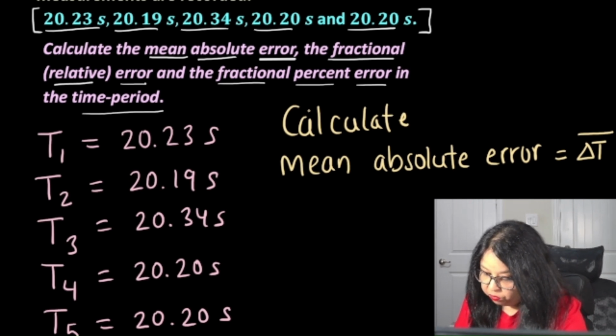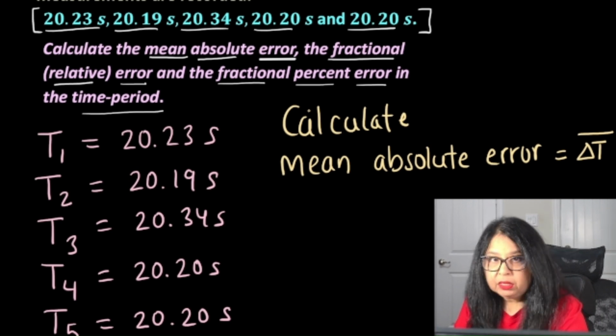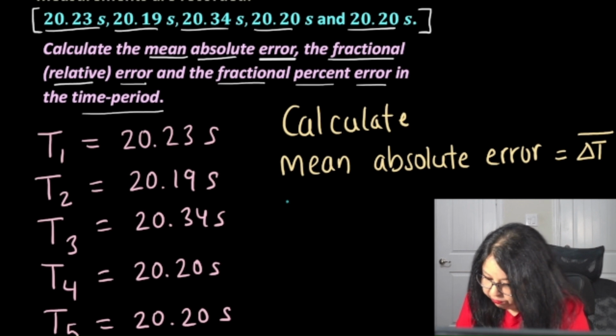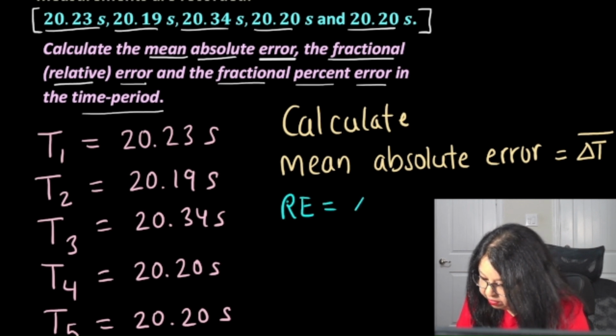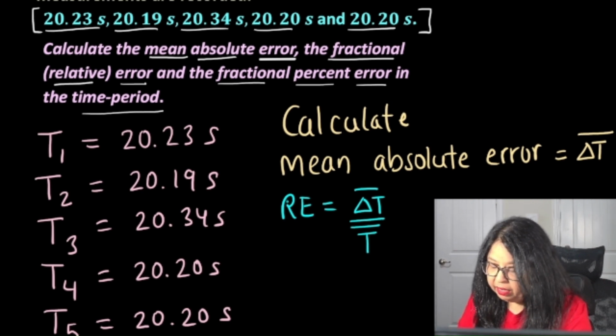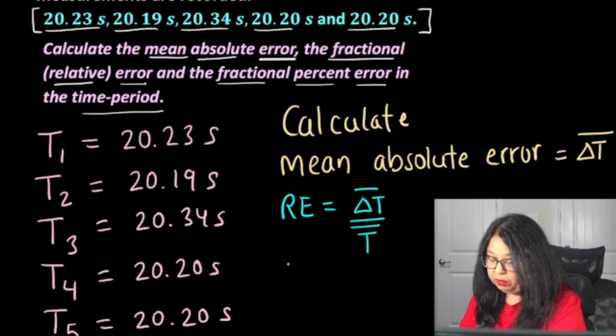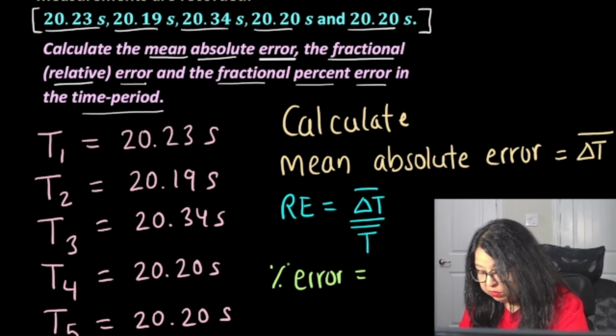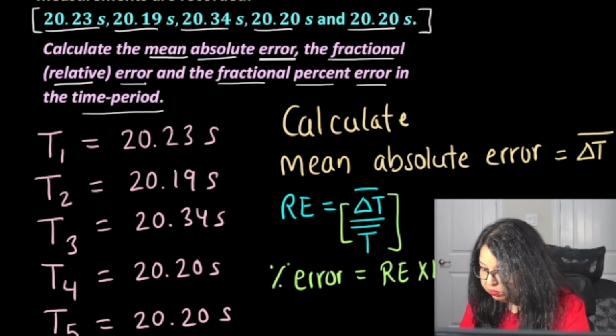What else are we asked to solve for? Fractional error. The fractional error, also called relative error, is given as the mean absolute error divided by the mean value of the time period. And the fractional percent error in the time period is often called just percent error. And that is going to be the relative error, which is this over here, times 100.